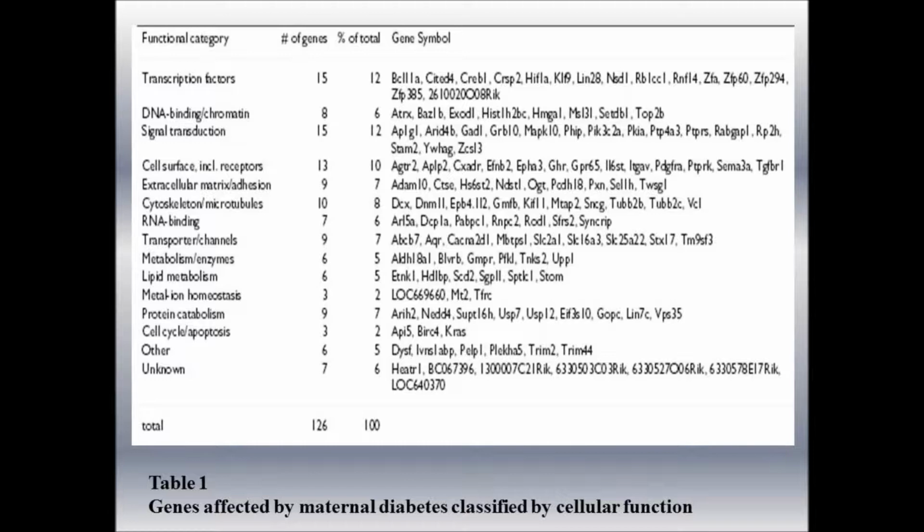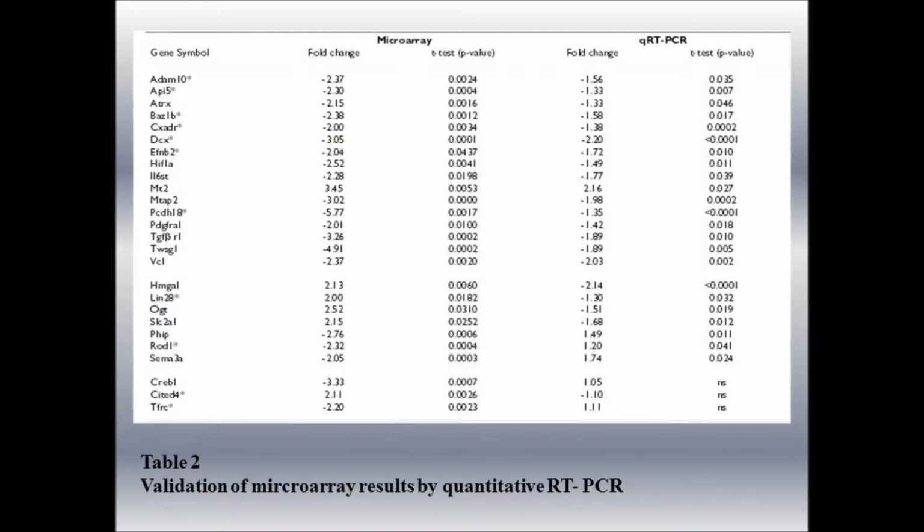Table 1 shows the genes that have been affected by maternal diabetes, which are classified by cellular function. 100 genes in total were affected by maternal diabetes out of a total of 126 genes. Control embryos exhibited profiles similar to each other, and differences to the expression profiles of individual diabetes-exposed embryos are visibly obvious. These results support the hypothesis that maternal diabetes affects gene expression in exposed embryos. Table 2 shows validation of microarray results by quantitative RT-PCR.